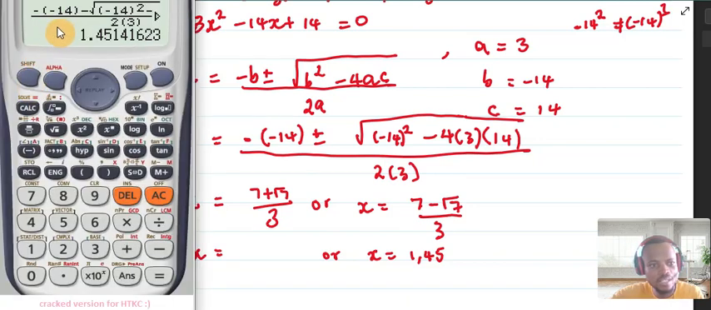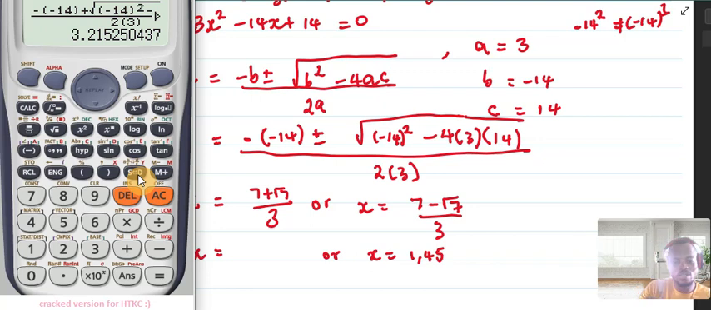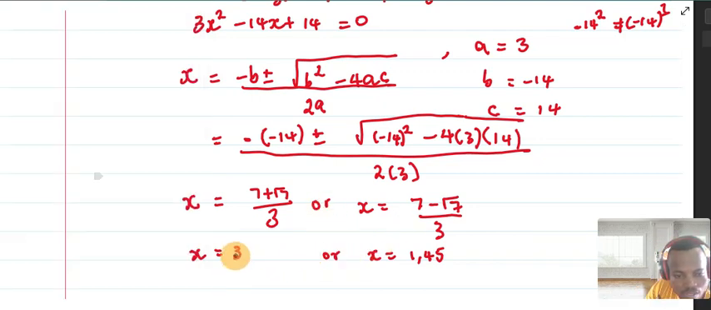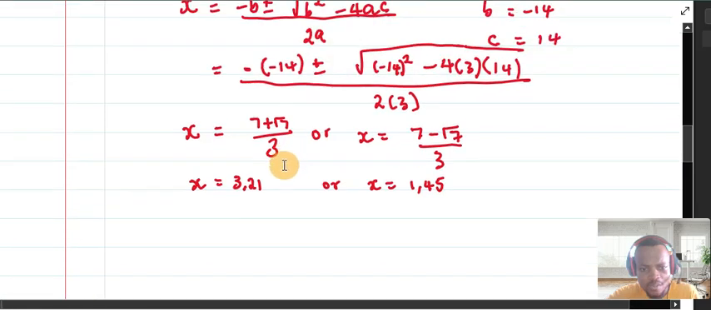Let's just check the other one. Let's go back here. I will replace this minus by plus. So we delete this minus, we put plus. Okay, and the answer is 3.21. So it becomes 3.21.